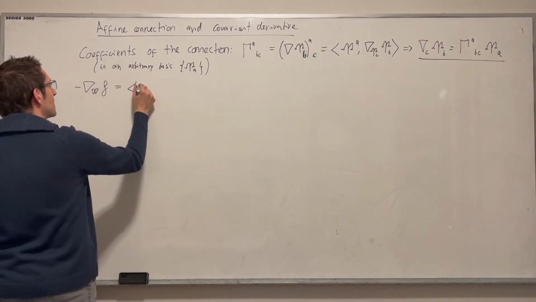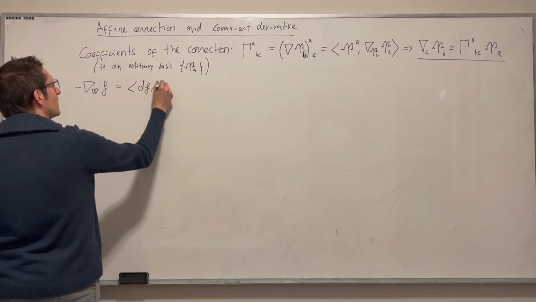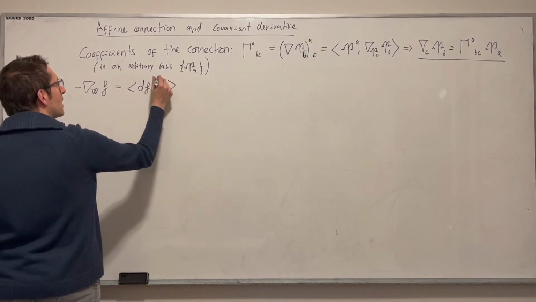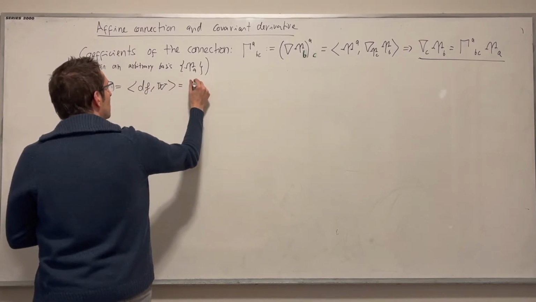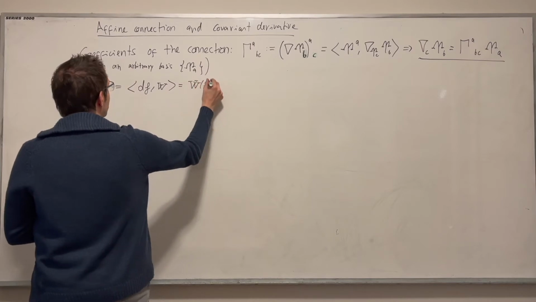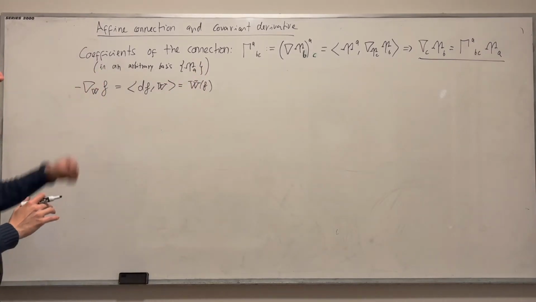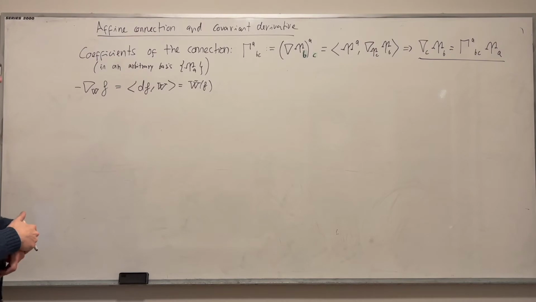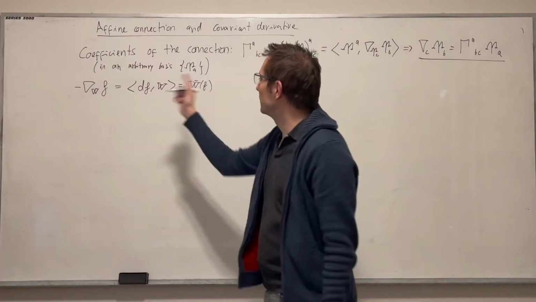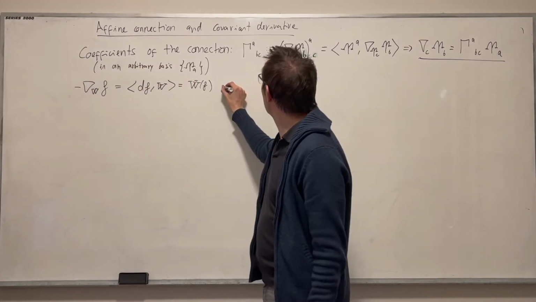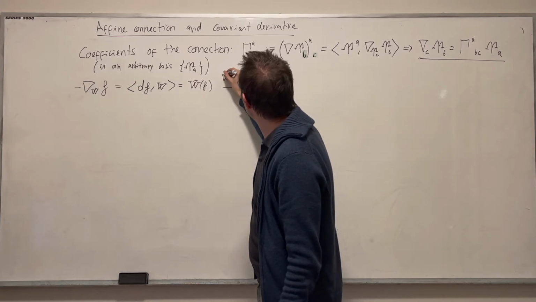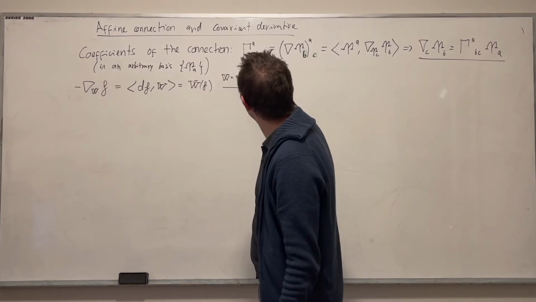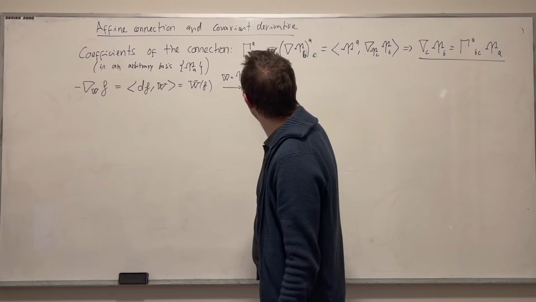This is the contraction of the differential of f with w, right? That gives me w on f, the directional derivative of f, of course, from the first videos that we recorded. Now, in a coordinate basis, I can pick w to be an element of the basis of vectors, like, for example, epsilon a, right?